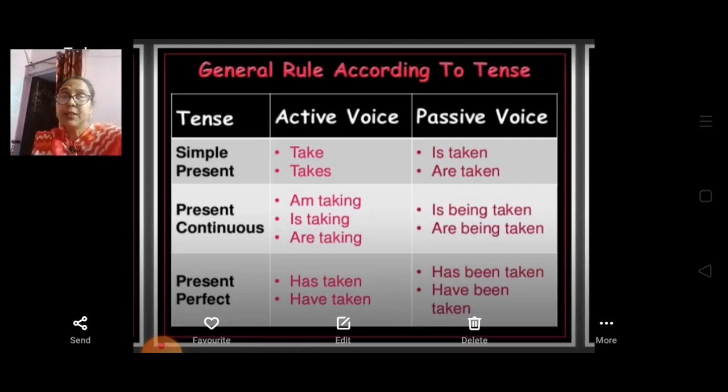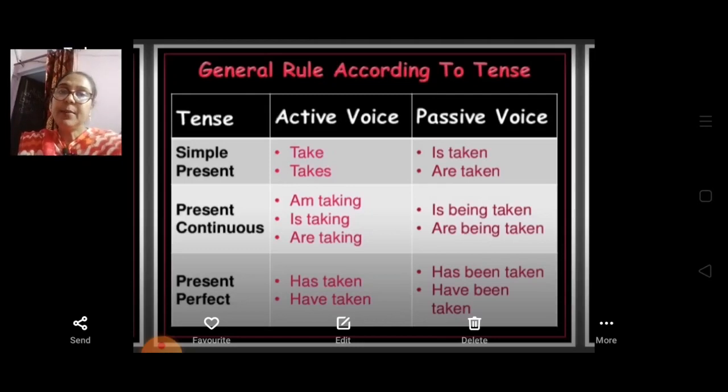And in present continuous tense, if it is written is taking or are taking, it will become is being taken or are being taken. So in passive voice we are supposed to write being. If the active voice sentence is in present continuous tense.